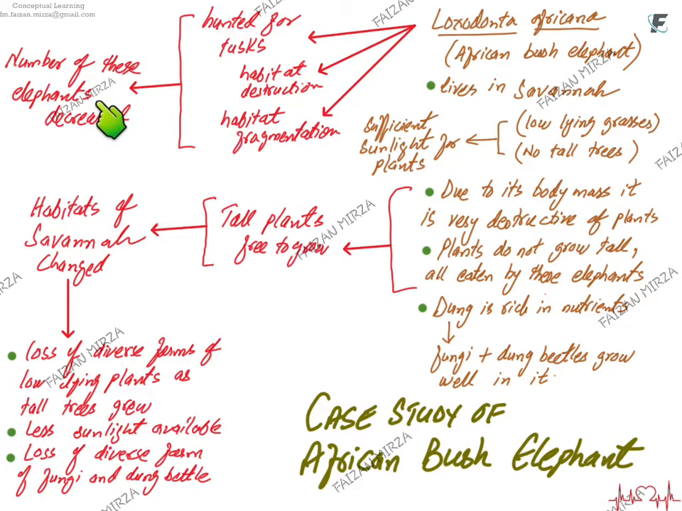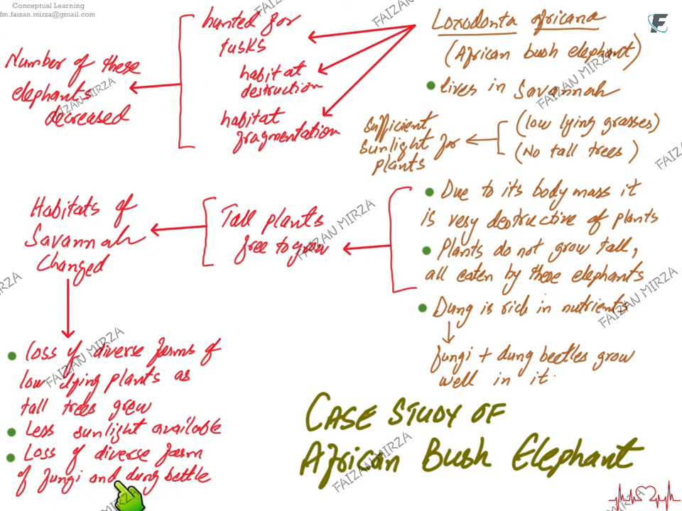Now, as the elephant numbers started to decrease, the tall plants started to grow, and the habitat of the savanna changed. When the savanna habitat started to change, loss of diverse life forms started to occur. Low-lying plants were unable to compete with the tall plants, so the tall plants kept growing. Less sunlight was available for the low-lying grasses. There was a loss of diverse forms of fungi and dung beetles.